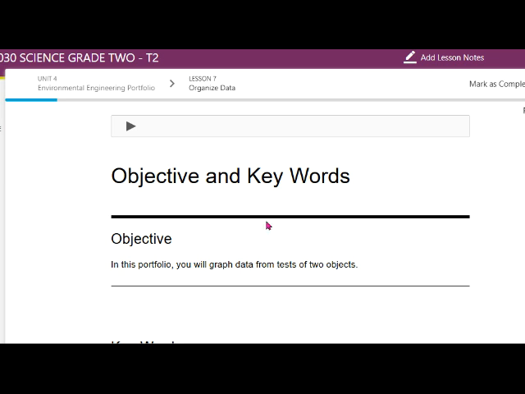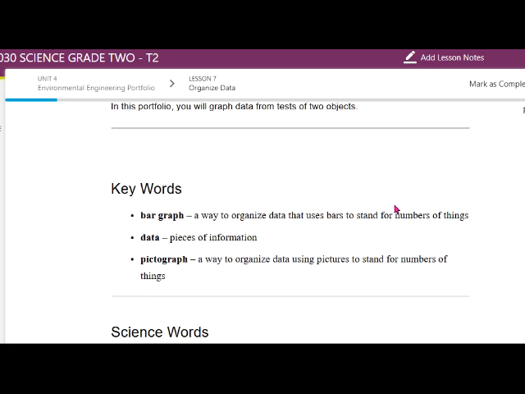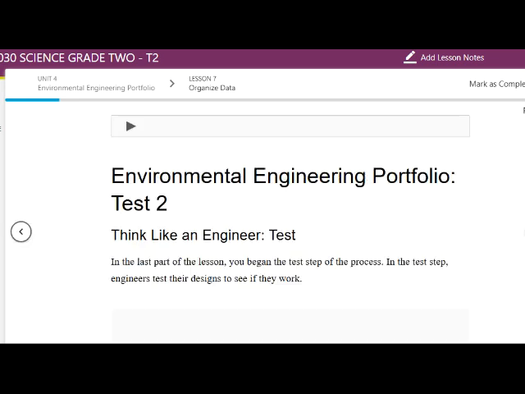All right, in this portfolio, you will graph data from tests of 2 objects. So that's why I just showed you, because that was in my test section. So that is what you're going to do now too. A bar graph is a way to organize data that uses bars to stand for numbers of things. Data means pieces of information. And a pictograph is a way to organize data using pictures to stand for numbers of things.